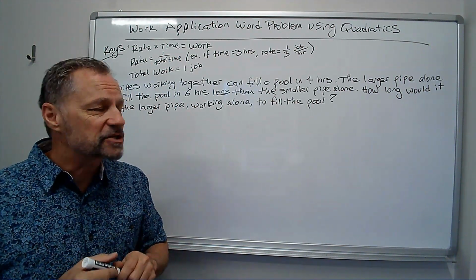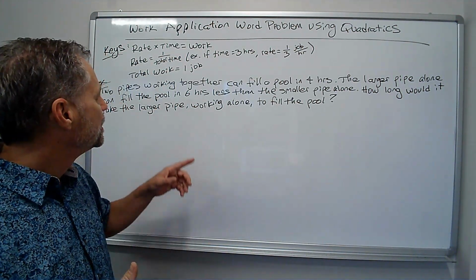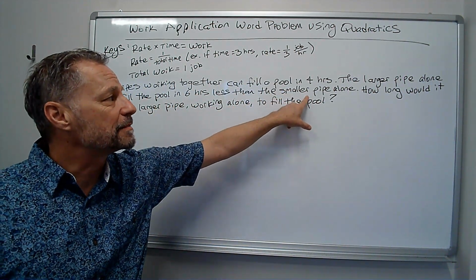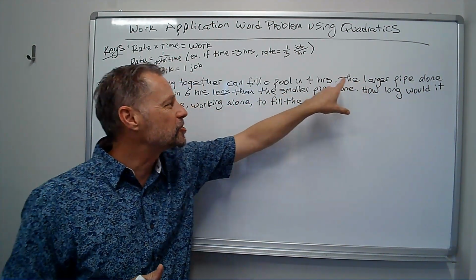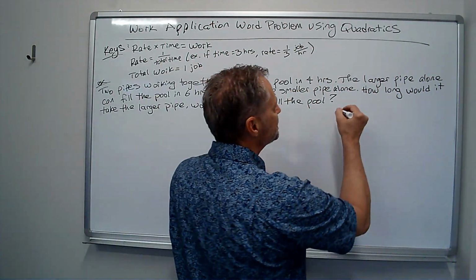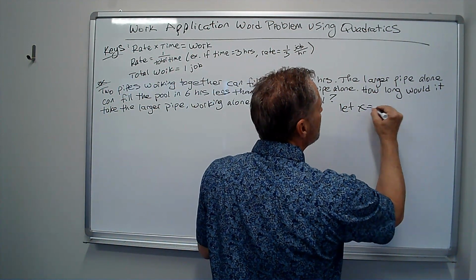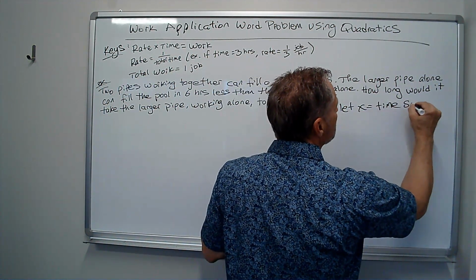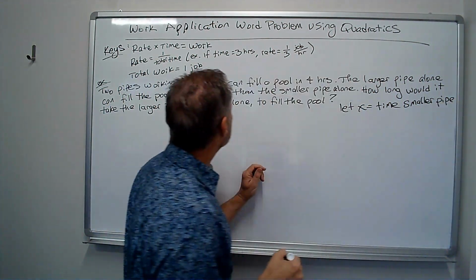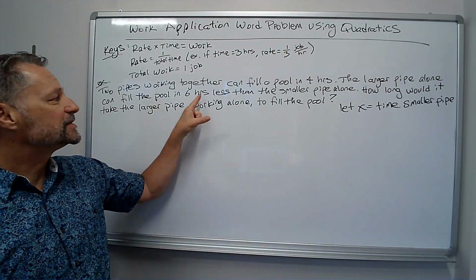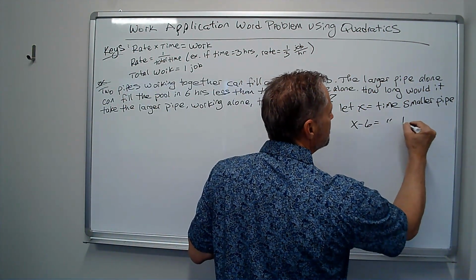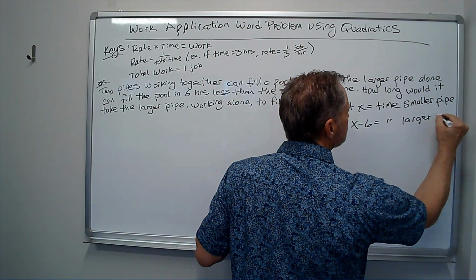So we've got a few things going on here. Let's name our variable. It says the larger pipe alone can fill the pool in 6 hours less than the smaller pipe. So it's telling us the time for the larger in terms of the smaller. So the smaller is going to be x. I'm going to say let x equal time smaller pipe. Because if the larger pipe can do it in 6 hours less, that's going to be x minus 6 time larger pipe.